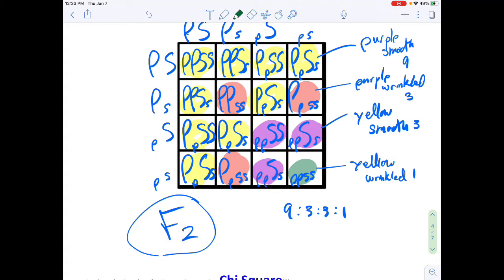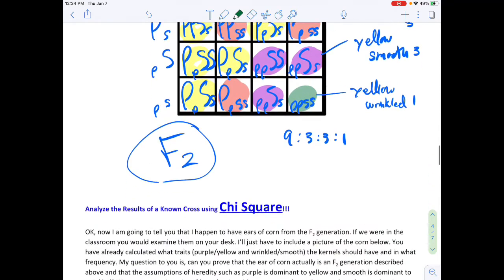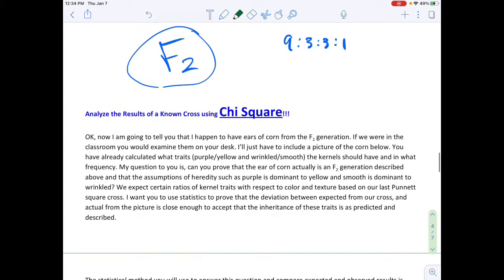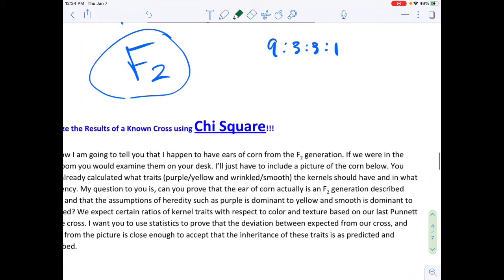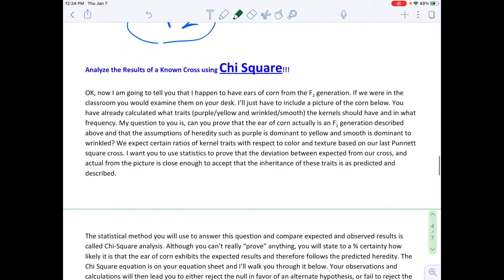And of course, we have to just expect it to be close to that, right? Because in real life, you're not going to get exactly 16 plants and get exactly a 9:3:3:1. If you had 16 plants, it might be like 12 and 2. It might be different, right? But is it going to be close enough? Is the deviation close enough to be good enough, like acceptable? Okay, and so we use chi-square analysis for that purpose.